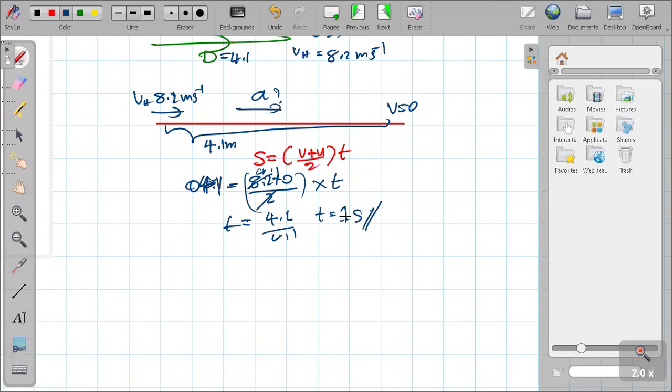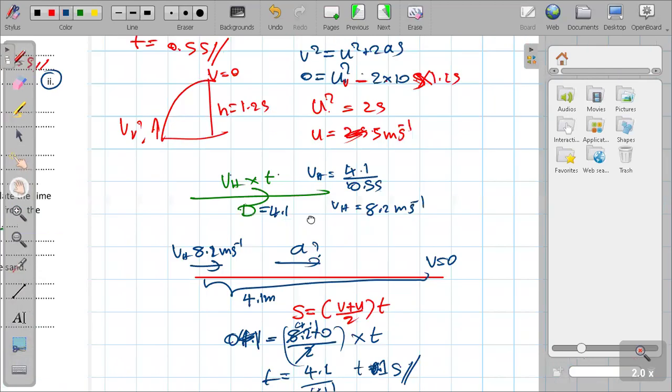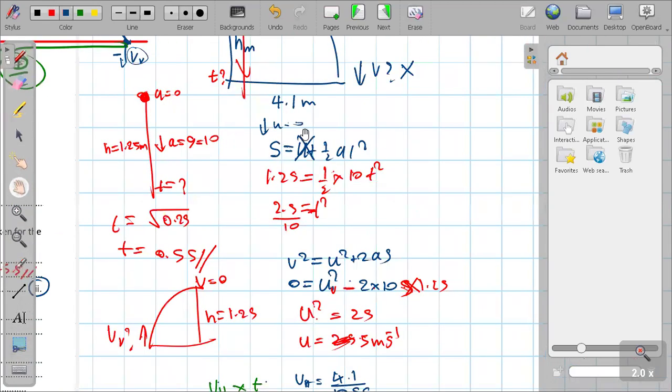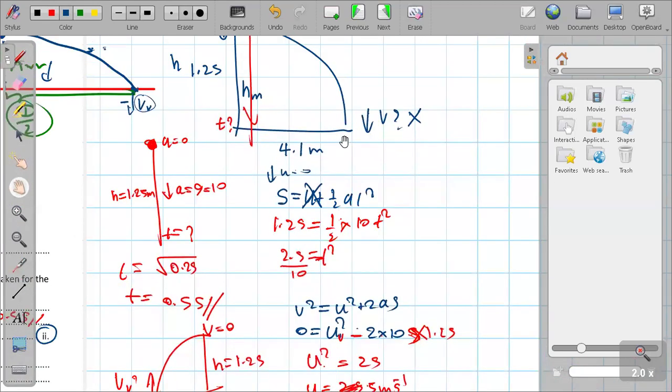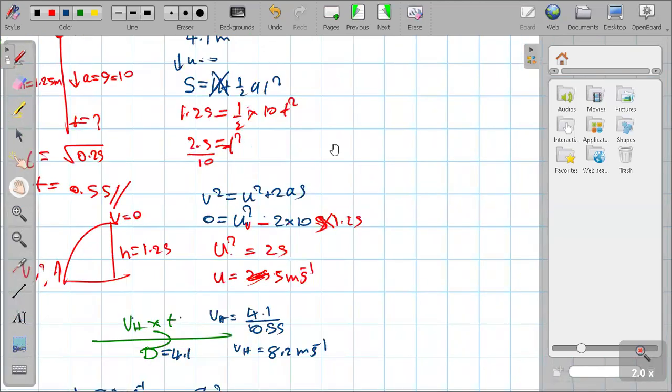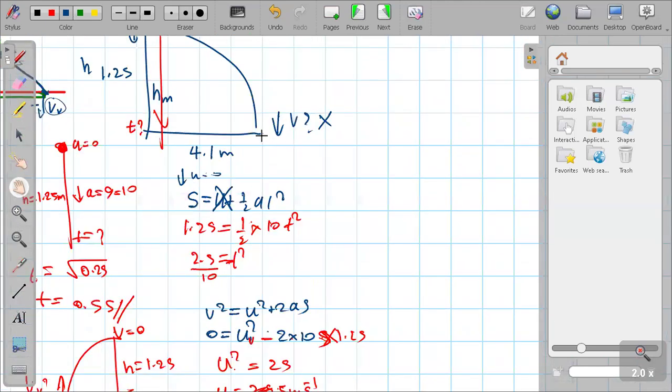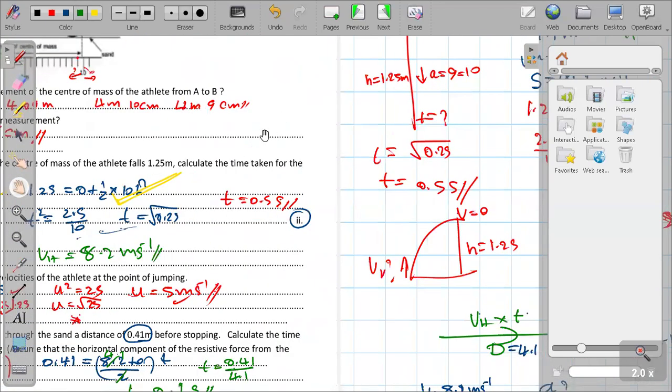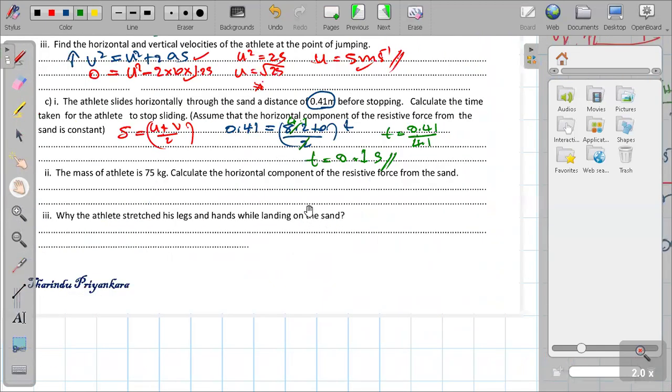0.41, right? That's why it is 0.1 second. That is correct. But for this distance, it is 4.1 meter. In the flying distance, that is the flying distance. This is the sliding distance. Flying distance and sliding distance are two different. Don't you understand the difference?